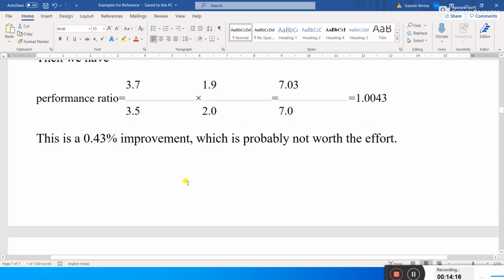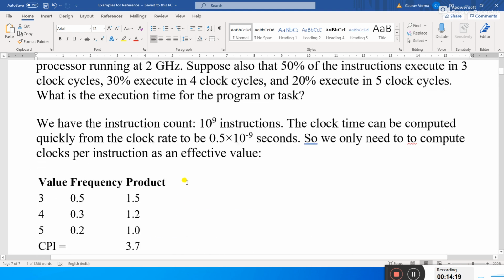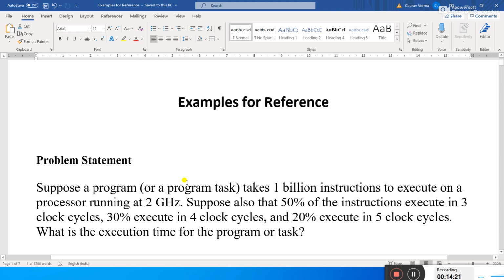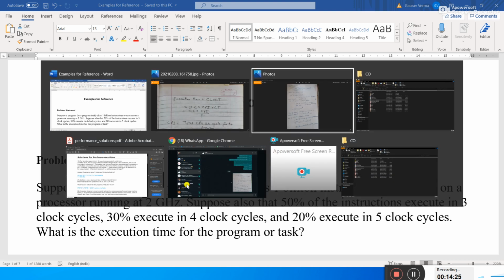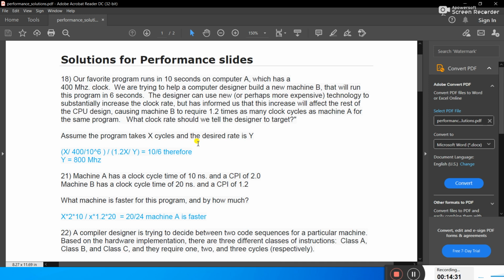So don't panic, and you can get better results from these things. If you practice these questions, you may get a good result in your exam. Some more questions are there.